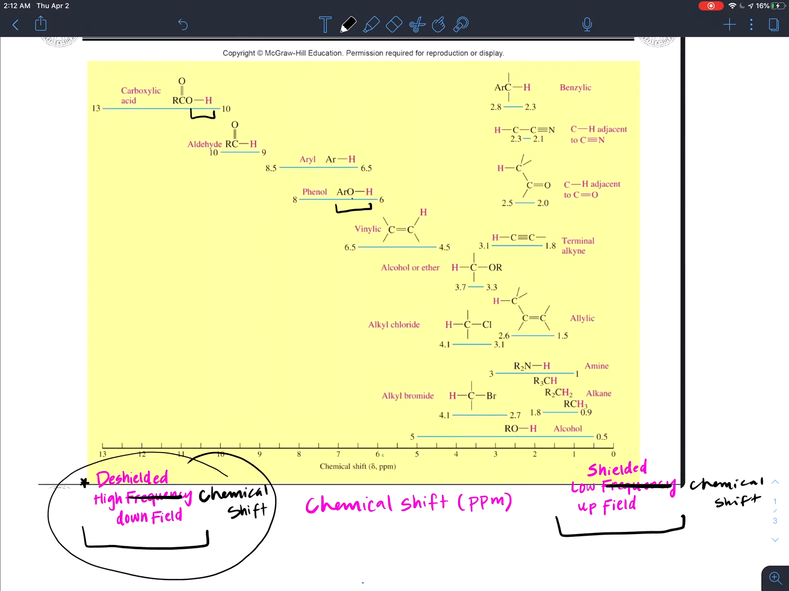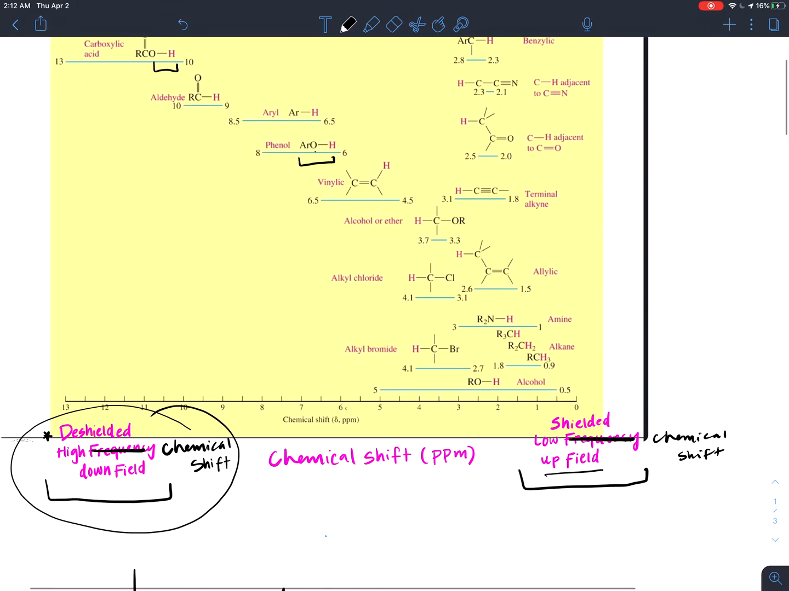And the last thing that I want you guys to know about the chemical shifts is downfield. Downfield is the exact same thing as high chemical shift. And upfield is the exact same thing as low chemical shift.